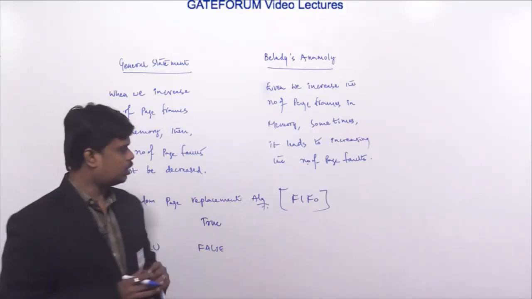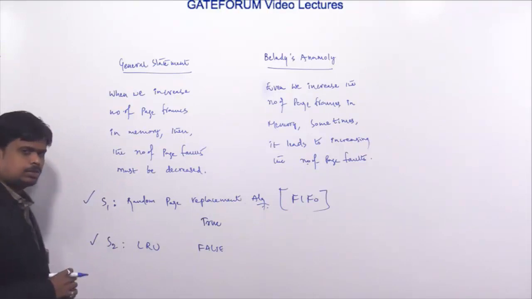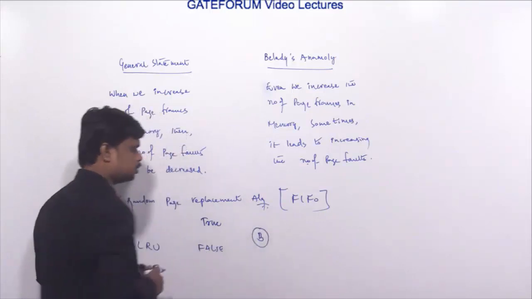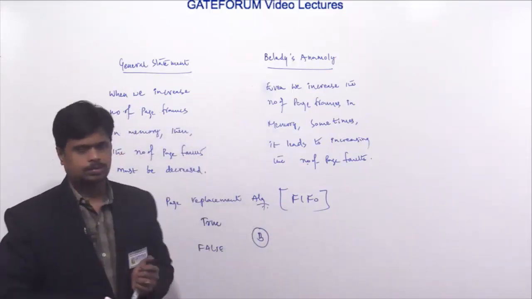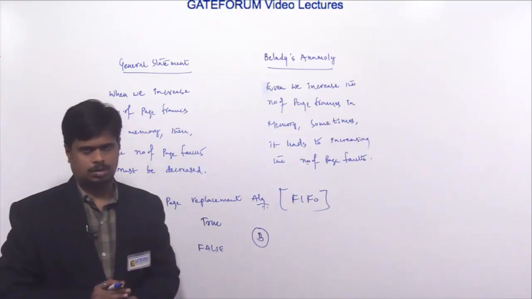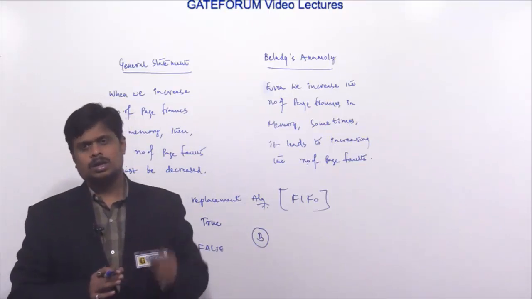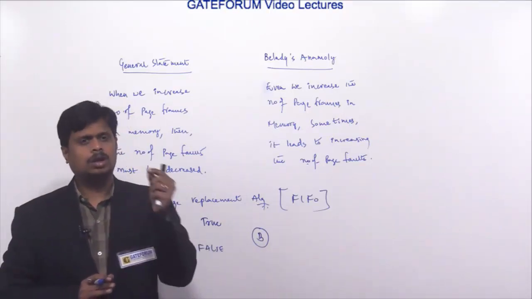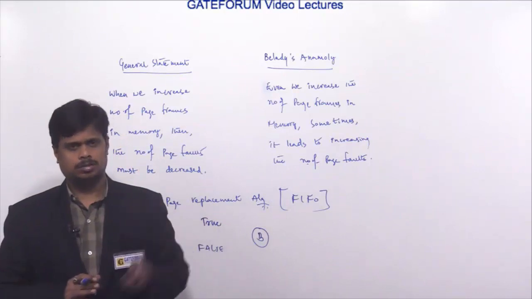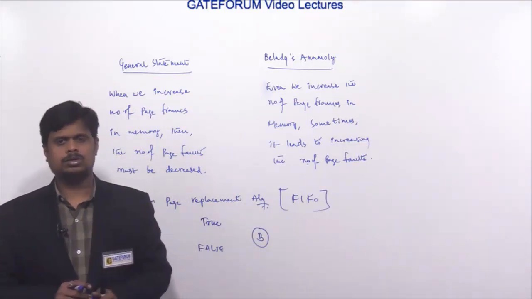So the final key for this question is: statement 1 is true and statement 2 is false, which matches option B. This is Belady's anomaly. FCFS suffers from Belady's anomaly, but LRU does not. And mind that point once again: FCFS or FIFO does not always suffer from Belady's anomaly, only for a few page reference strings. Hence the answer for this question is option B. Statement 1 is true and statement 2 is false.